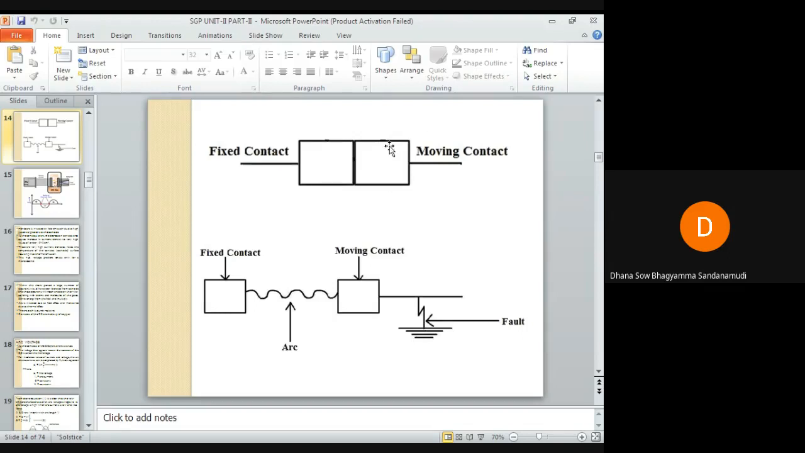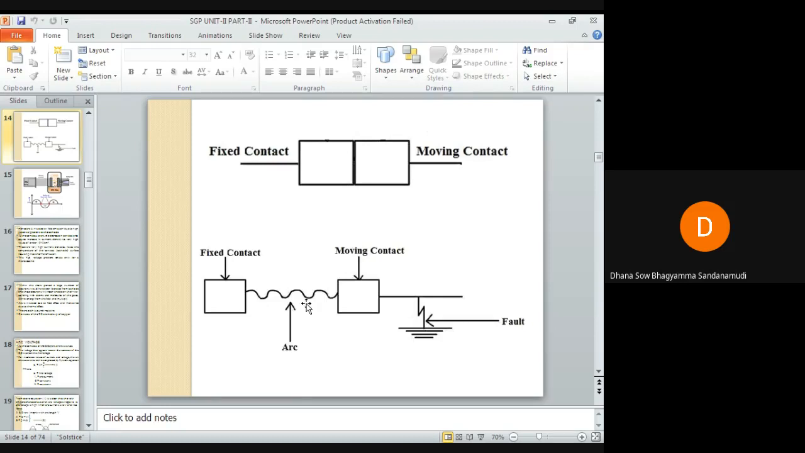These two contacts can be called electrodes. One contact will act as an anode, and the other will act as a cathode. Whichever contact is acting as cathode, because of the high potential drop between these two contacts, will start emitting electrons from its surface.